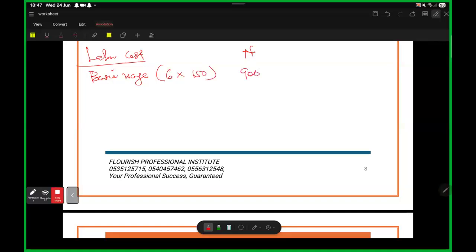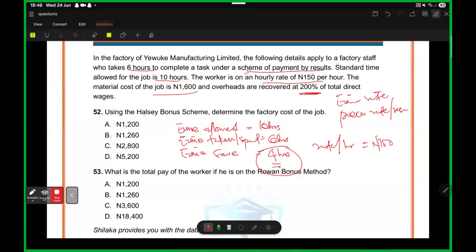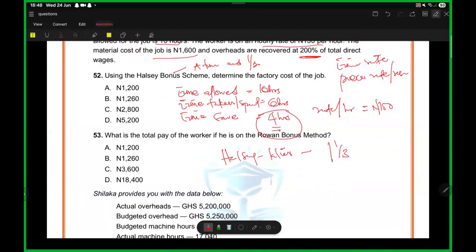Then we will calculate the bonus scheme. They said we should use the Halsey bonus scheme. The Halsey bonus scheme uses a time and half. Then we have another which is called Halsey-Weir. Halsey-Weir uses a time and third. Then we have the Rowan. I won't talk about Rowan because in 53 we'll talk about Rowan. The process I will use in calculating the time and half is the same thing we use in calculating this. Okay.